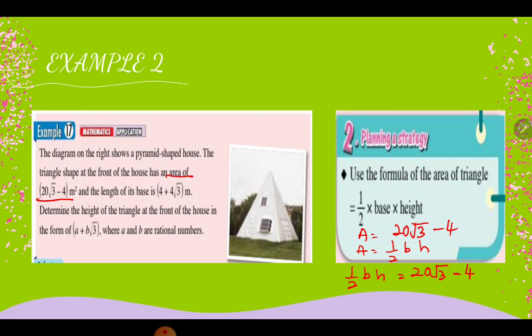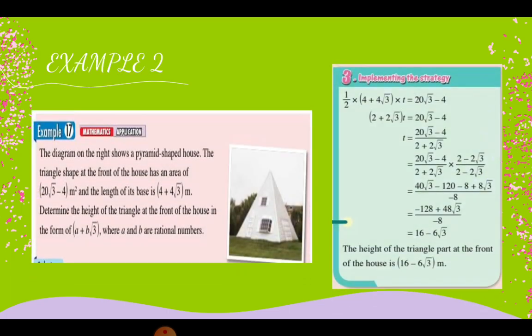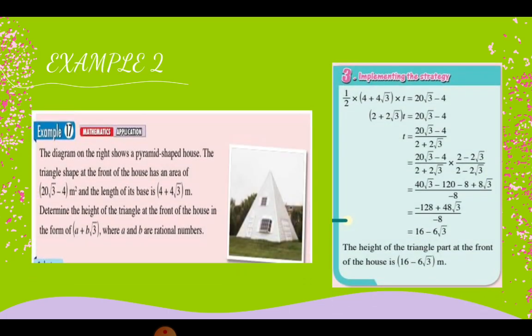Okay, from here we move on to the next step, which is implementing the strategy. Remember before we said that half base times height is equal to 20√3 minus 4. So just substitute the value of base. We said that the base is 4 plus 4√3. So we just substitute here. And then the height, we don't know, right? So represented by T, tinggi. So we have our equation here.